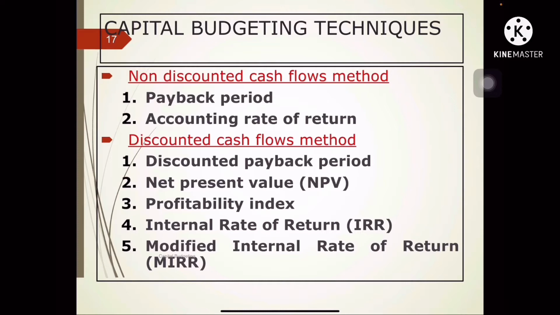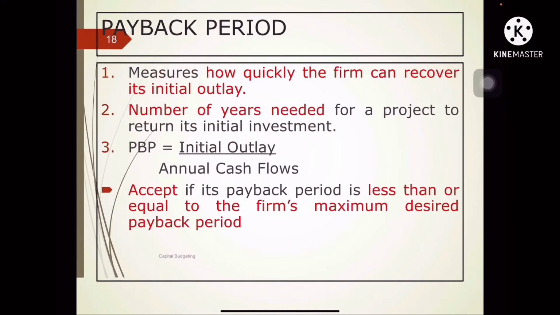Number one is discounted payback period. Number two is net present value. Number three is profitability index. Number four, internal rate of return. And last one is modified internal rate of return.